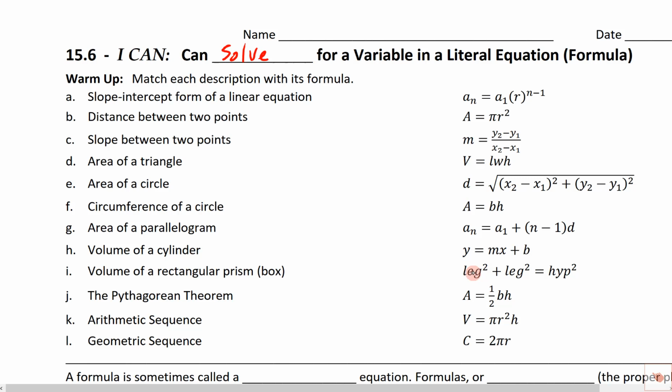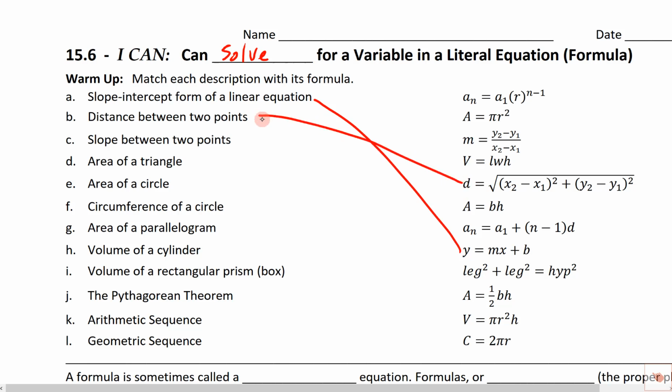It says slope-intercept form of a linear equation. I'm hoping everybody should know that one. That's y equals mx plus b. So we'll come down here and find that one, and we'll just draw a line and connect those. Next one, distance between 2 points. We've done that before. That's the big square root and x2 minus x1 quantity squared and stuff like that. So that's this one. Match those up.